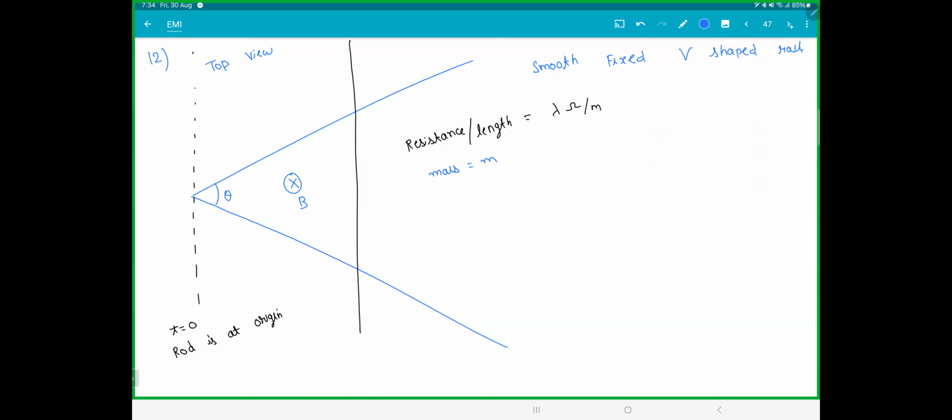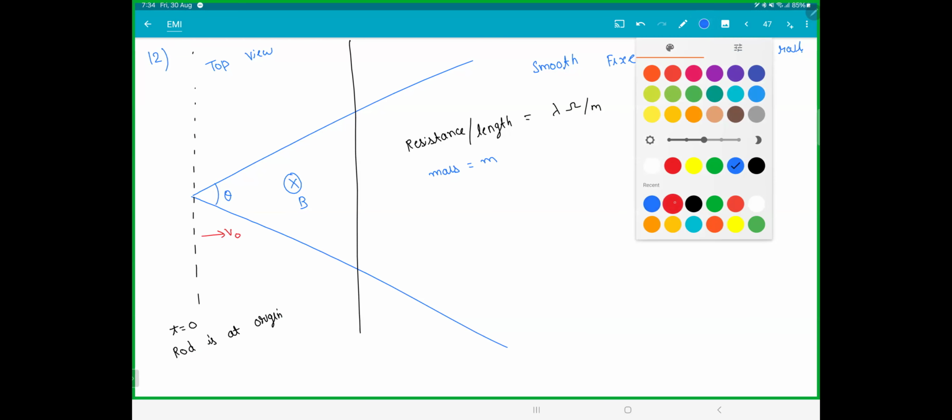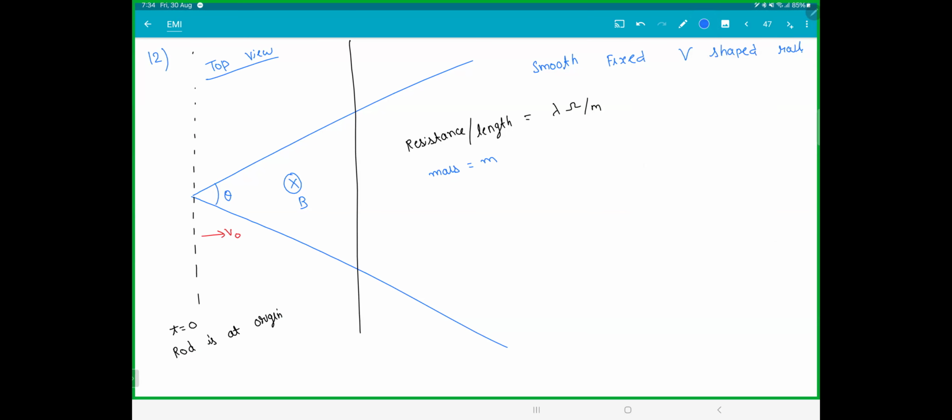Someone kicked the rod with velocity V0, so the rod started sliding on the floor. This is a top view, so there's no gravity. The rod is given speed V0 and it slides on the rails, as shown.